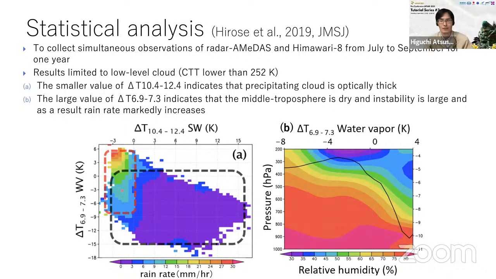So these things are the dry air mass injections. They enhance the rain rate. Such situations relatively occur in a moist environment. Such things improve the estimation of the rain rate by Himawari-8. This is our advantage in this research.